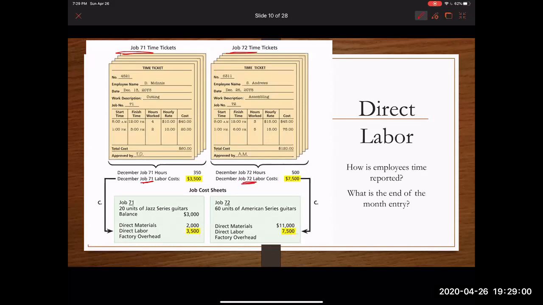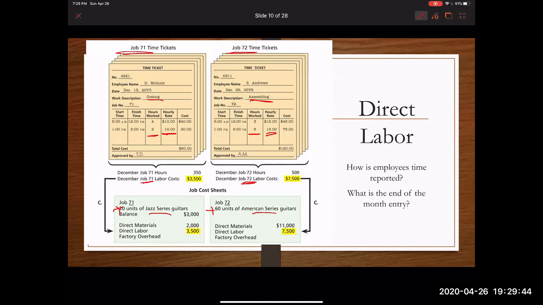Now in looking at this ticket, I see their hourly rate and how many hours they worked in what particular department, right? And then I see maybe for job number 72, they worked 8 hours and they're getting paid $15 an hour. Not being a petty person that I am, just kidding, I would want to know why there is a difference in pay between two different departments. You have the cutting department and the assembly department. They're also working on different types of guitars. Here's 20 guitars, and this is 60 guitars of different types. This is a jazz series, and this is an American series, right?